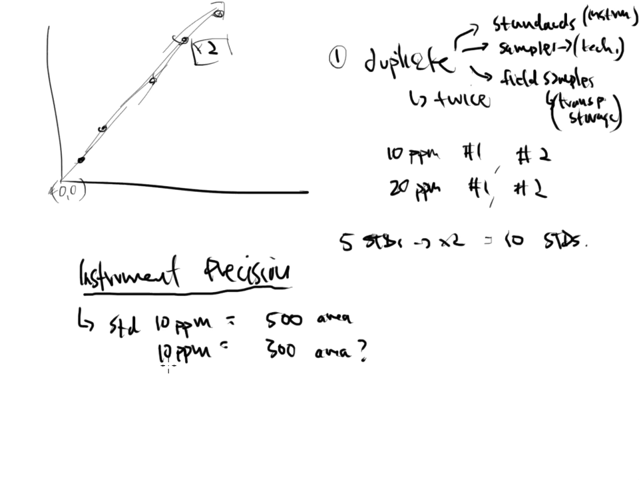So maybe this is not going to cut it. Maybe when I run this duplicate for 10 parts per million, this is not going to work out for me. So what is done? Well, we probably need to run it again a third time to see which one it is closer to, 500 or 300. If it's closer to the 500 a second time, then I could probably assume that this 300 was a fluke and it's not going to do a very good job. And if it happens over and over and over, then there's a problem with my instrument.